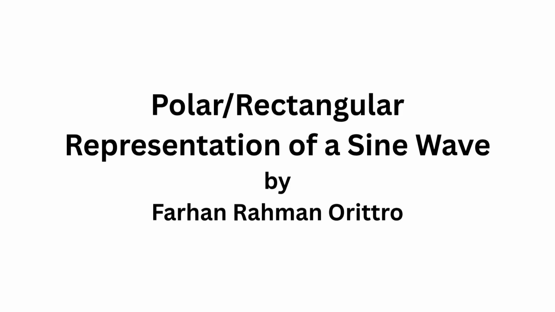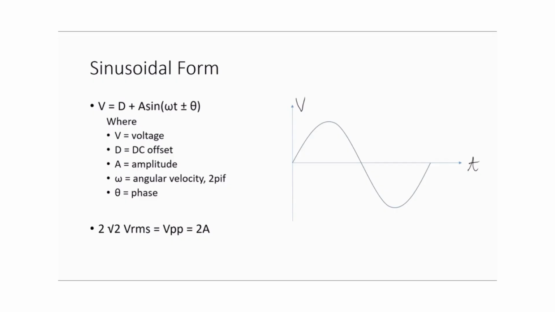Today I'm going to be talking to you about polar or rectangular representation of a sine wave. Now, in AC current we're able to describe the voltage as a sine wave using this formula. On our sine wave on the right we have D as the DC offset, and then we have A as the amplitude. After that we have omega as the angular velocity, which in this case is 1, as there is one sine wave. And finally we have theta, the phase, which currently is 0, as the wave has no phase.